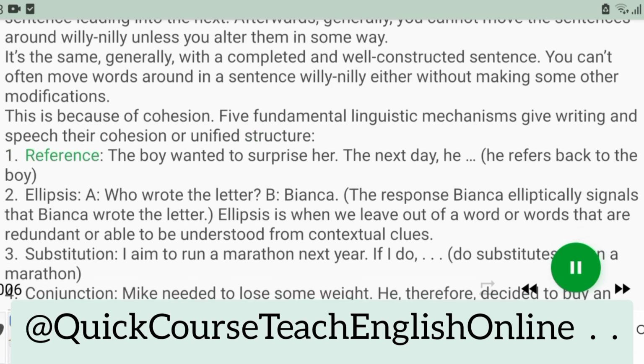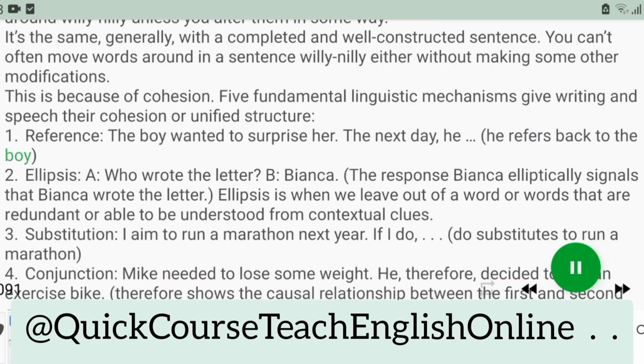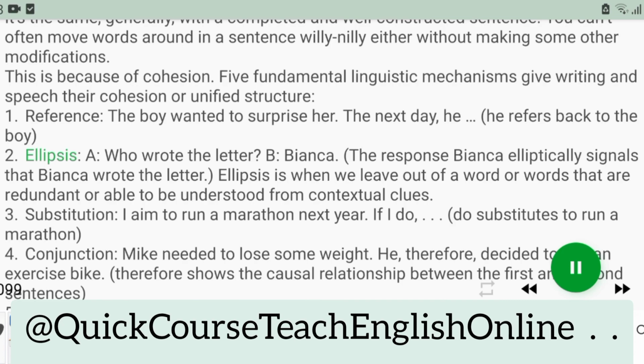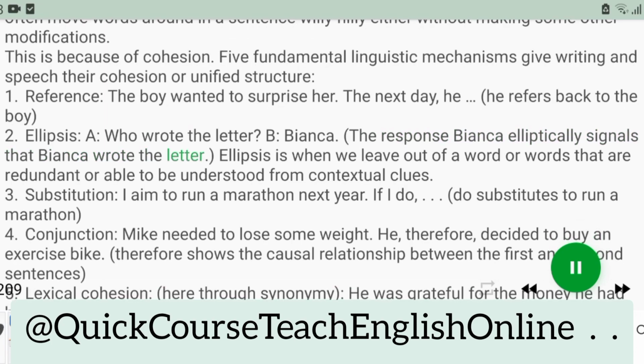1. Reference. The boy wanted to surprise her. The next day, he refers back to the boy. 2. Ellipsis. Who wrote the letter? B. Bianca. The response Bianca elliptically signals that Bianca wrote the letter.